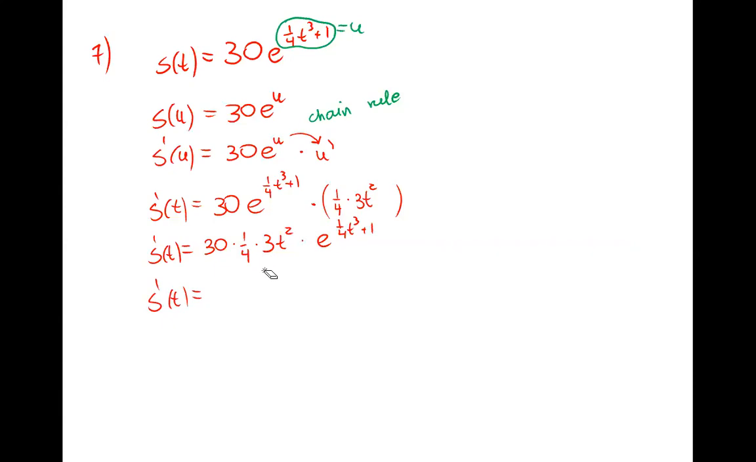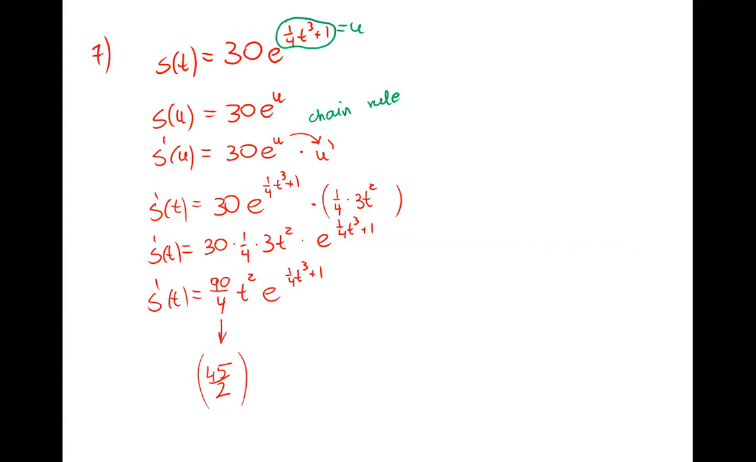And then I have to copy my exponential function. That we do have 90, 30 times 3, it's 90/4 t squared, e to the power of 1/4 t cubed plus 1. Probably 90/4 will be 45/2, just in case if you will see different simple value. And we, of course, not really using the calculator.